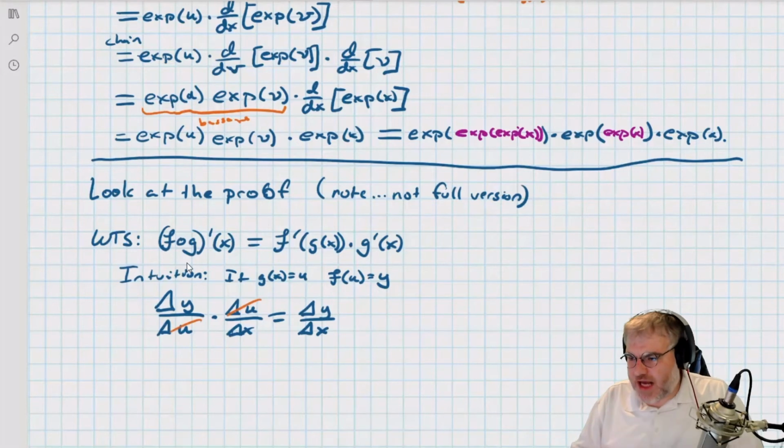So that's my intuition. How do we feel about the intuition? 1 to 5.